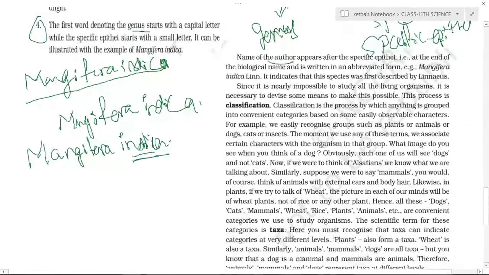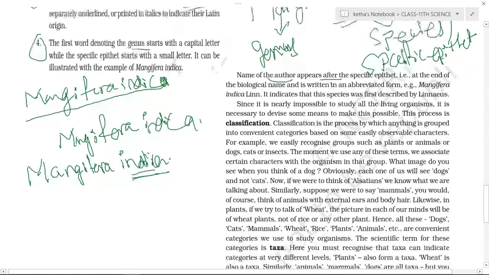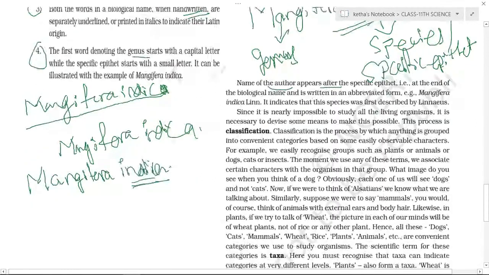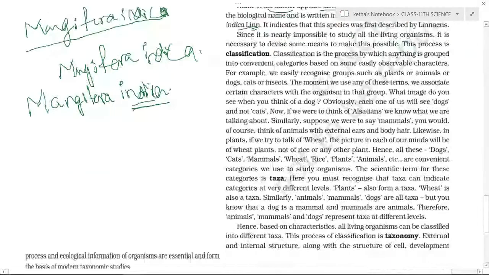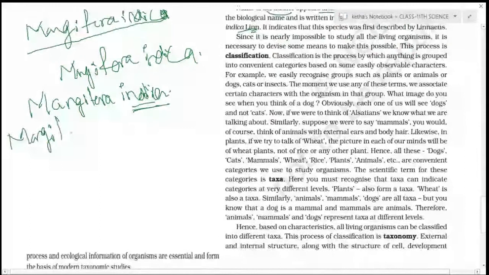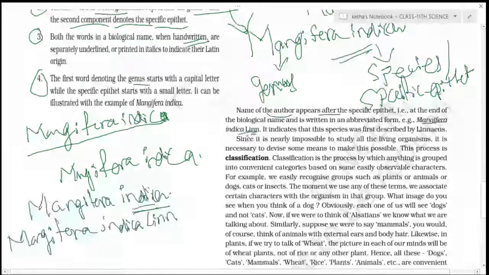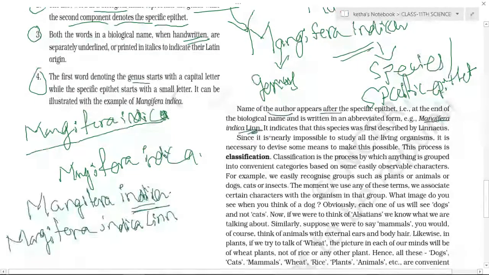If we see the name of the author, which appears after the specific epithet, then at the end of the biological names it is written in an abbreviated form. For example, they have given Mangifera indica Linn. The scientist Carolus Linnaeus derived this scientific name. So Linn. means Carolus Linnaeus, the scientist's name attached to this scientific name.